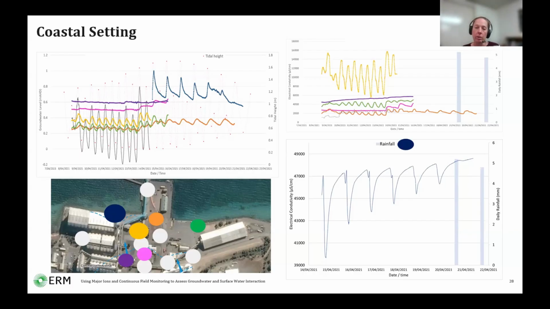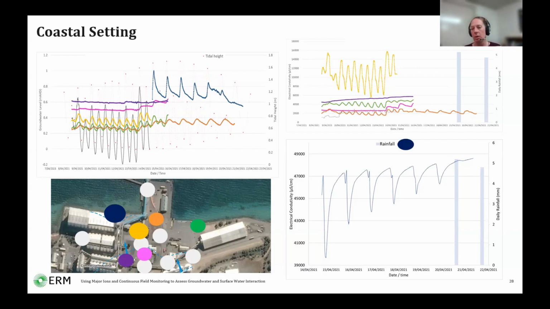However, in the bottom right, you can see that bore in the dark blue that we were talking about, and that's actually showing on a completely different salinity axis. And that's the bore closest to the coast. And there's a nice relationship where you have peak EC and peak groundwater elevations at the time of the highest tide. So that's all coming together in a nice, neat story.